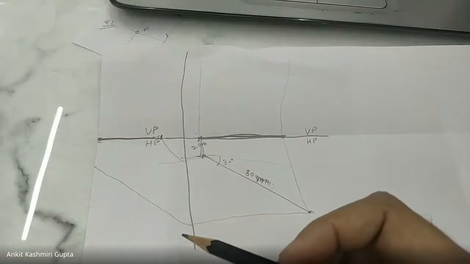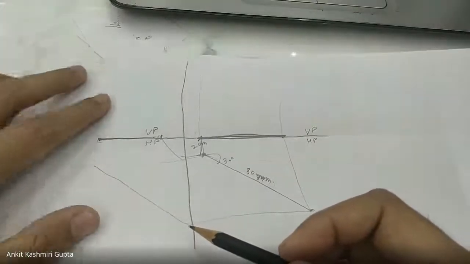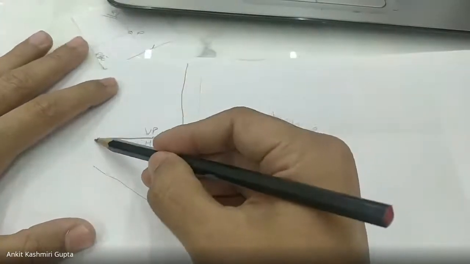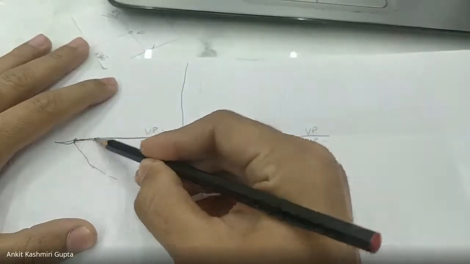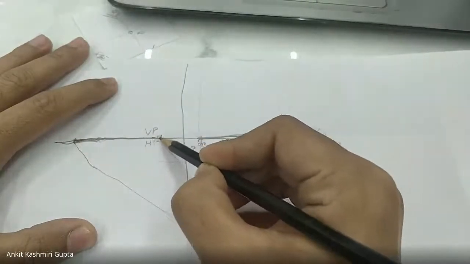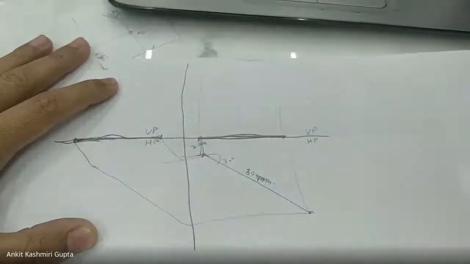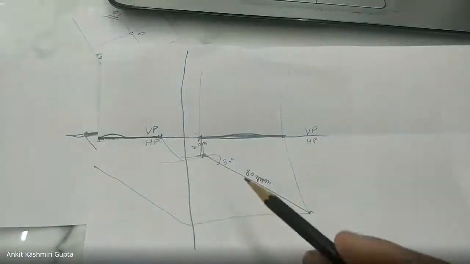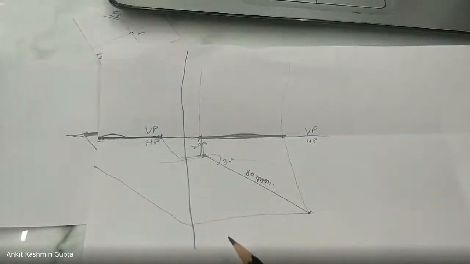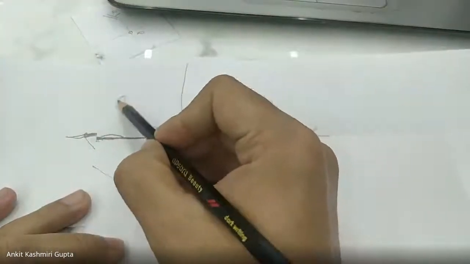So what will happen here? I will see this line here. And now when I close it, I will be able to see these projections here. So this is what my question number 3 is.